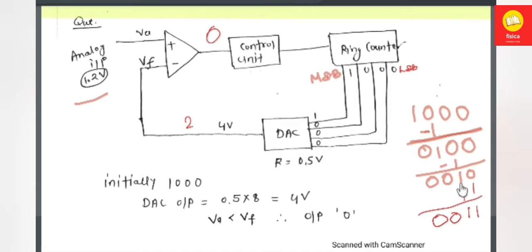So here -1. Okay, so our calculation is 1 0 0 and here 0. Now the count is 1 0. 1 0 means 2. So 2 into 0.5 is 1. Now this time this feedback voltage is less than this input voltage, or input voltage is greater than feedback voltage. So comparator will go to the positive saturation, or output will be 1. So 1, and for the 1 we have to target the fourth digit +1.